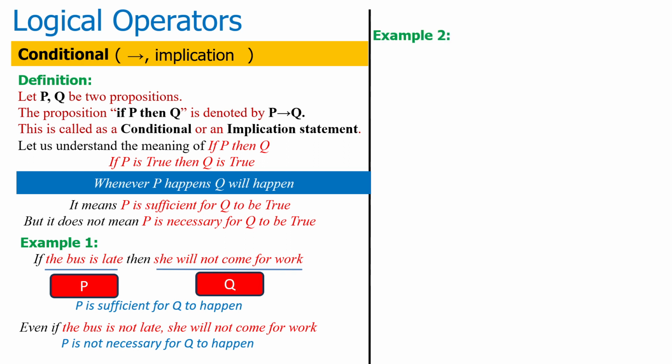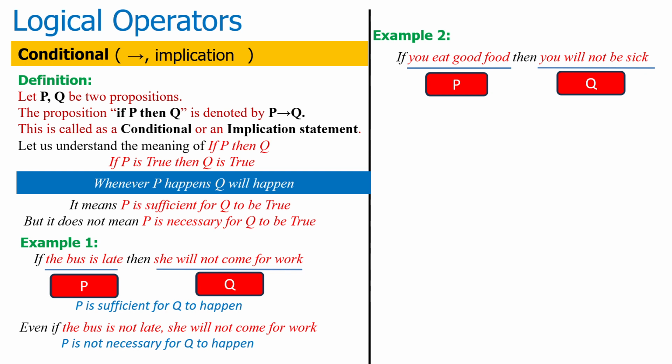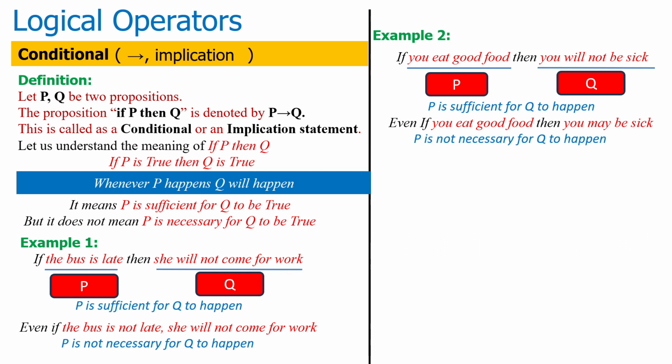Let's look at one more example. If you eat good food, then you will not be sick. This statement is in the form of if P, then Q. If you eat good food, then you will not be sick. That's what we mean when we say P is sufficient for Q to happen. But sometimes, even if we eat good food, we will be sick. Maybe because of something like coronavirus. Even if we eat good food, we may be sick. That's why we say P is not necessary for Q to happen.